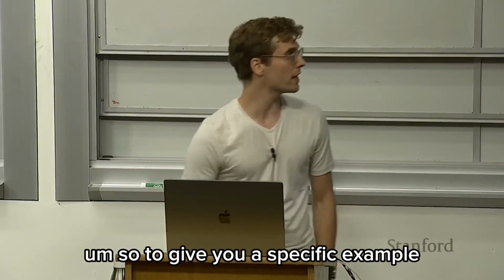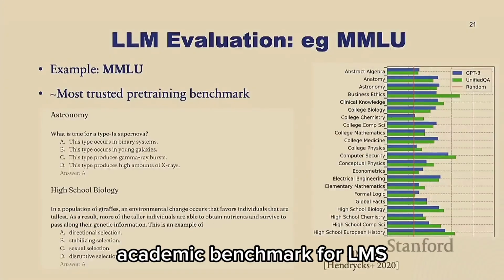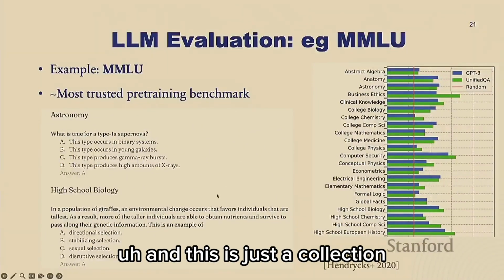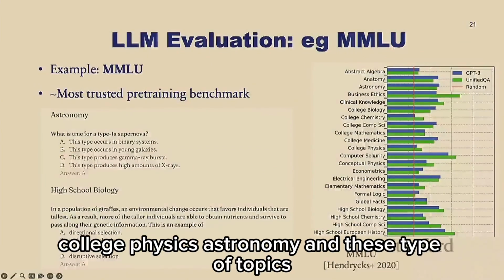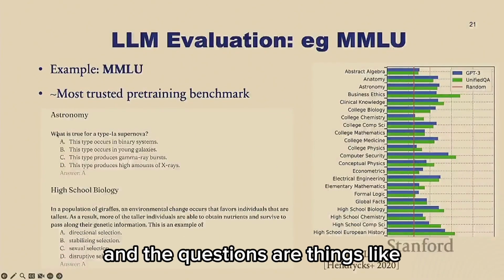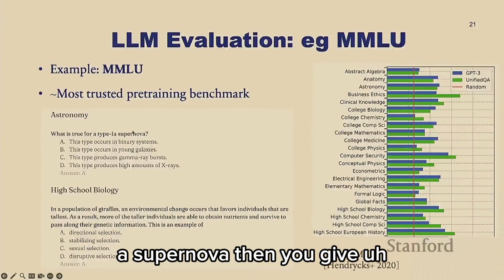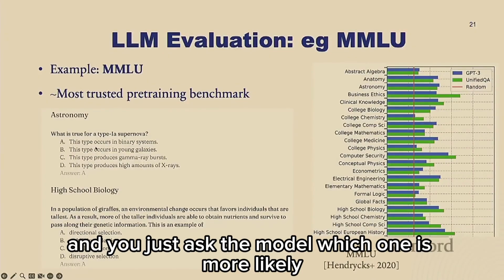To give you a specific example, MMLU is probably the most common academic benchmark for LLMs. This is just a collection of many questions and answers in all of those domains. For example, college medicine, college physics, astronomy, and these types of topics. The questions are things like, this is in astronomy, what is true for type 1a supernova? Then you give 4 different potential answers, and you just ask the model which one is more likely.